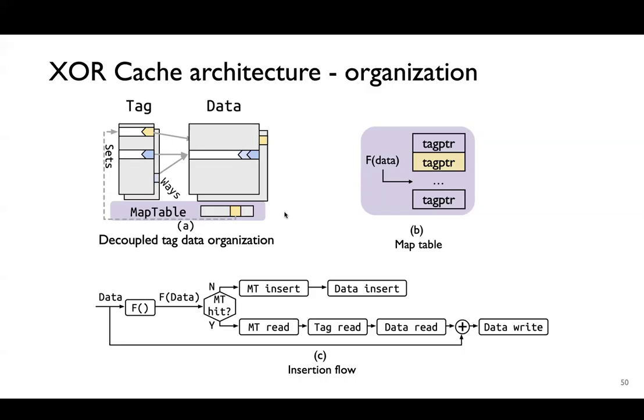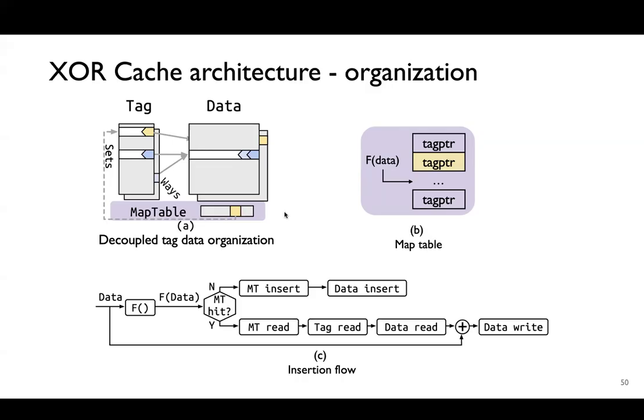Using the cache line's data, we first compute the map function to index into the map table. Recall that the map table stores all the tag pointers of the unXORed lines. And if the map table misses, this means that there's no similar candidate for now. So we skip XOR compression and insert its tag into the map table.